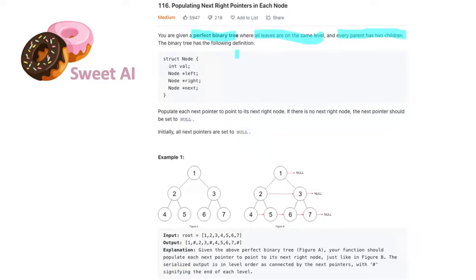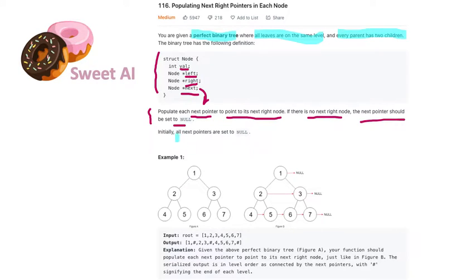The binary tree has the following definition. Each node has a value. It has a left pointer, a right pointer, and a next pointer. What is it asking us? It's asking us to populate each next pointer, which is this one, to point to its next right node, and if there is no next right node, the next pointer should point to null.